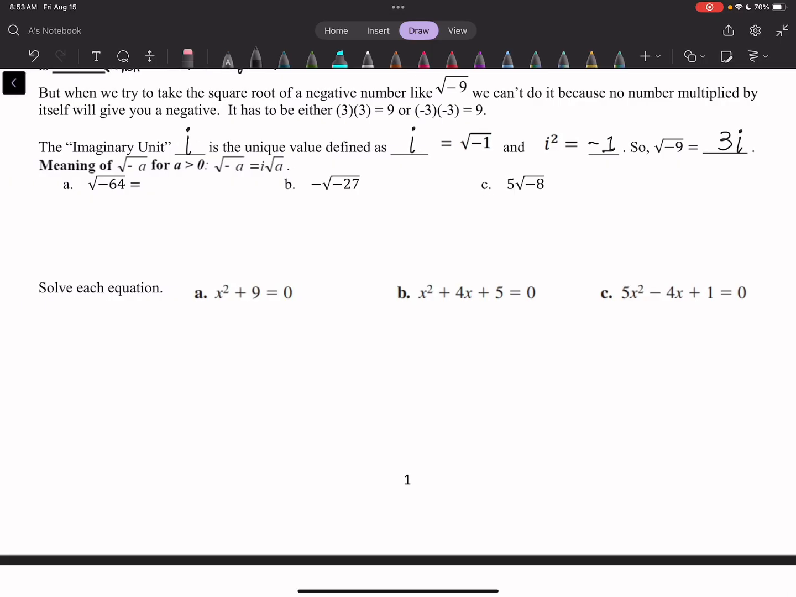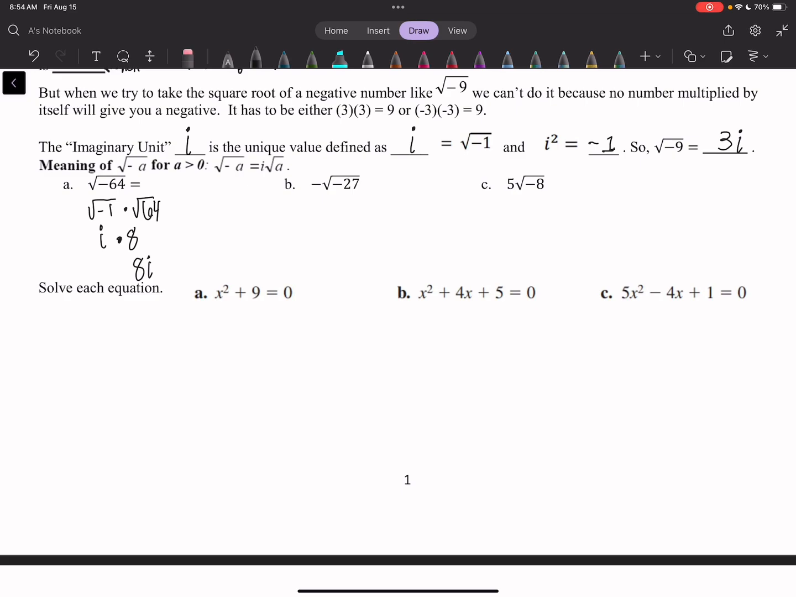All right, let's do some practice examples. A says square root of negative 64. I'm going to simplify the radical into square root of negative 1 times the square root of 64. Well, the square root of negative 1 is i by definition. The square root of 64 is 8, so I have i times 8, which is 8i.